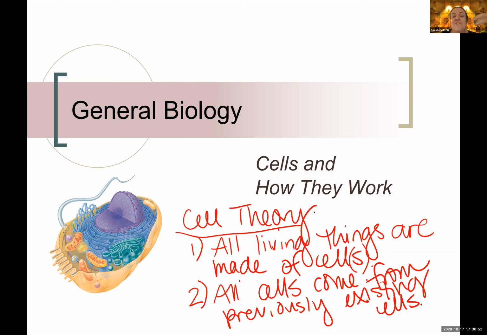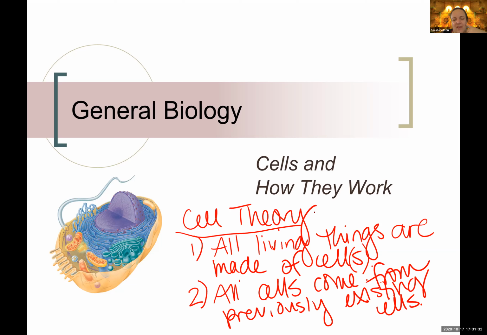So even though we have all of these hypotheses about how you could get a cell by some other means, all that we've actually observed is cells coming from previously existing cells. We're going to talk about this more when we talk about cell division, and that's coming up pretty soon. For now, though, it's just important to me that you know the two parts of cell theory, and that you understand what it's about.